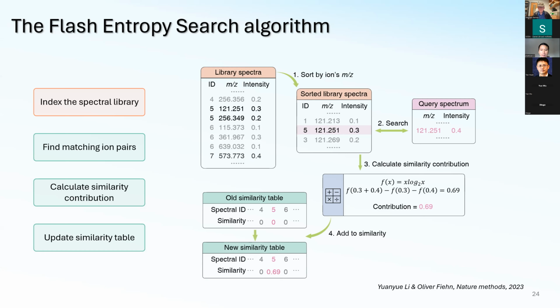You then add this number to the similarity table, and get 0.69. If you have multiple fragment ions, you can do this again and again. After you search all of the peaks in the query spectrum, you will get the final spectrum similarity table, and this will be the final spectrum similarity. With this method, you can calculate an open search and a neutral loss search.